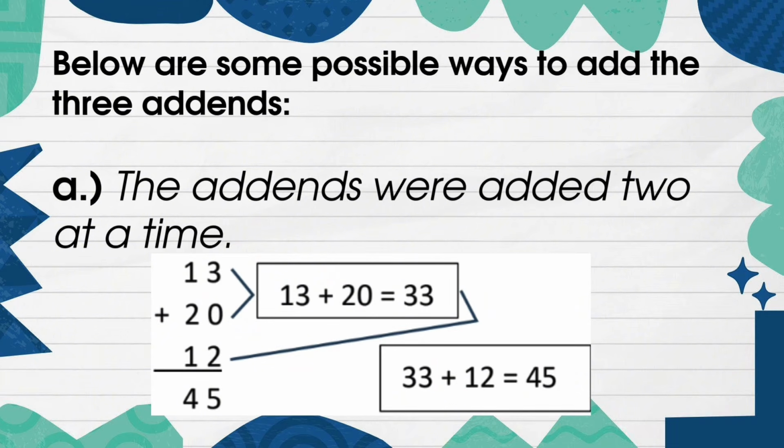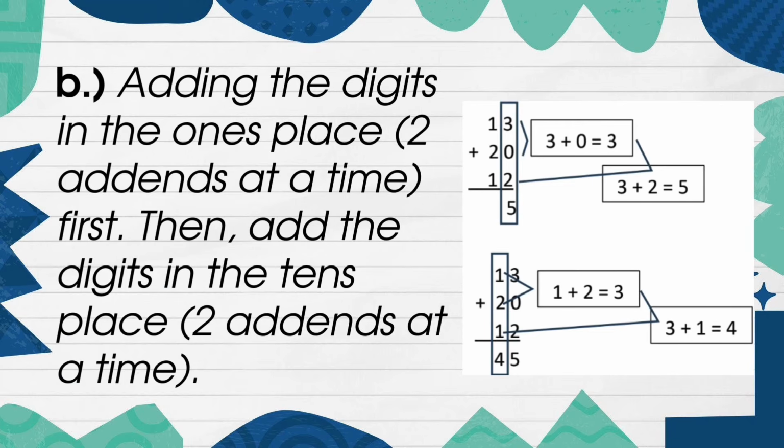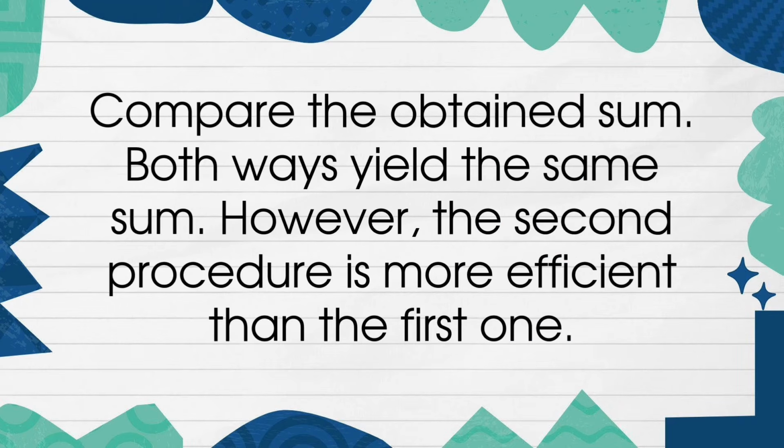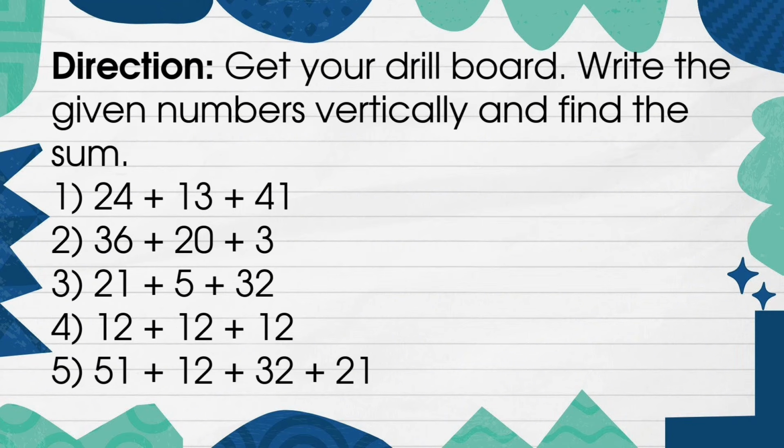Below are some possible ways to add 3 addends. Compare the obtained sum. Both ways yield the same sum. However, the second procedure is more efficient than the first one. Now, children, get your drill board. Write the given numbers vertically and find the sum. Great job!